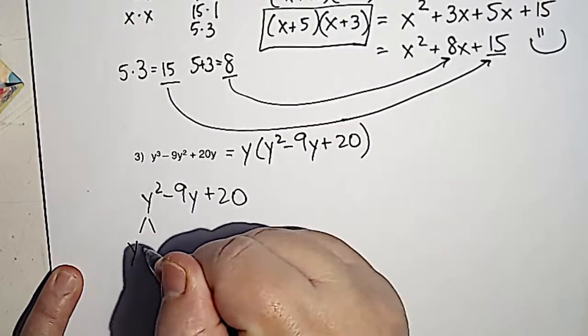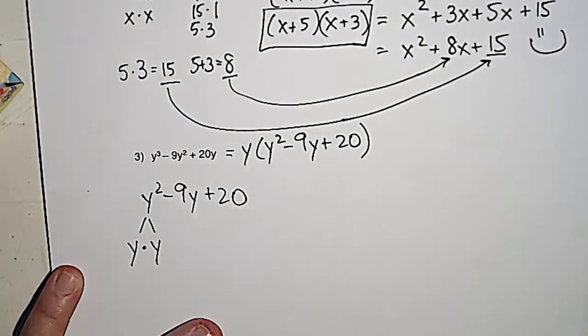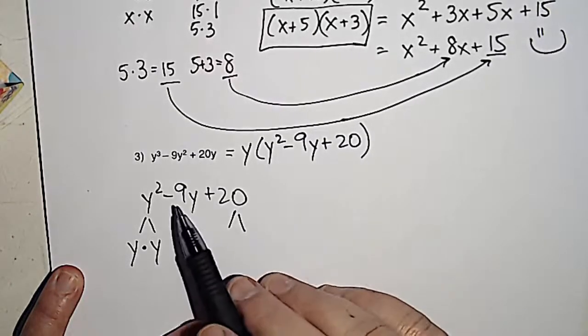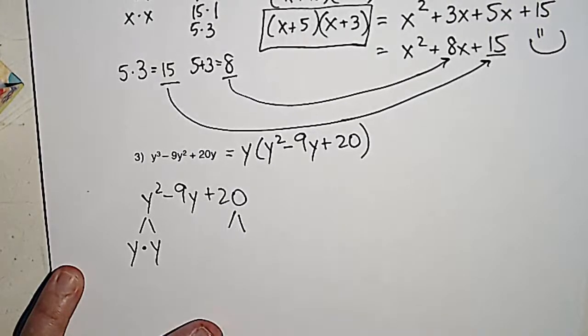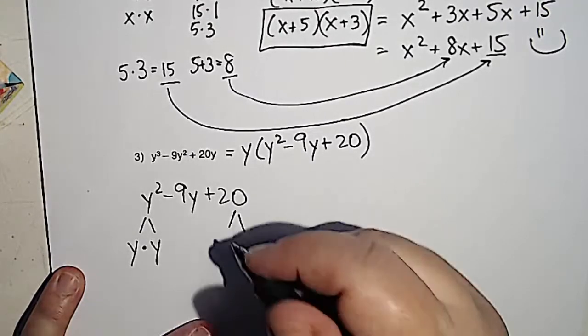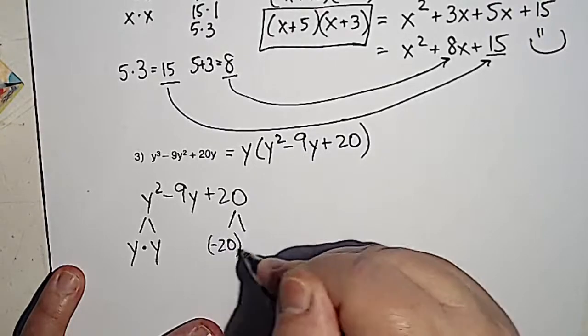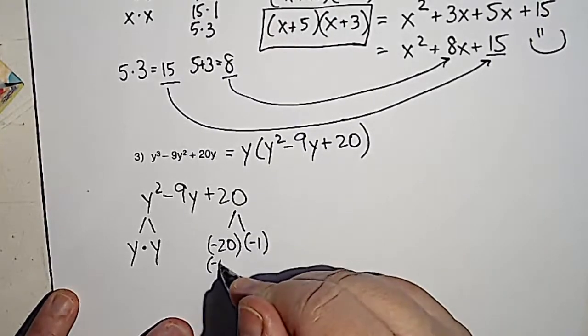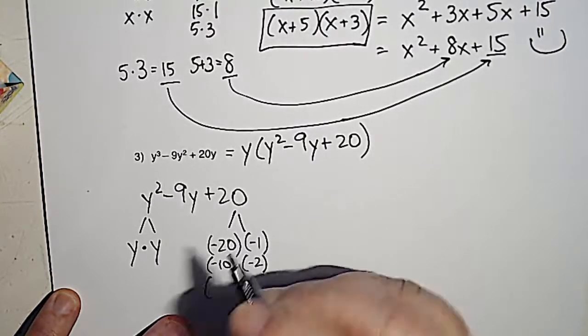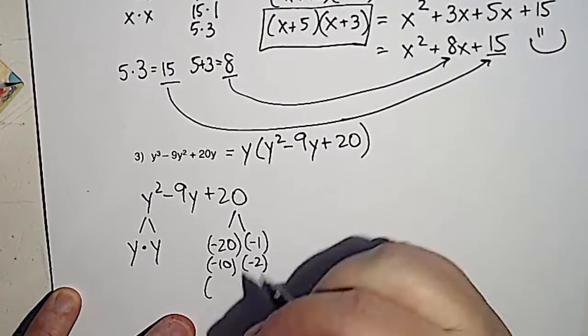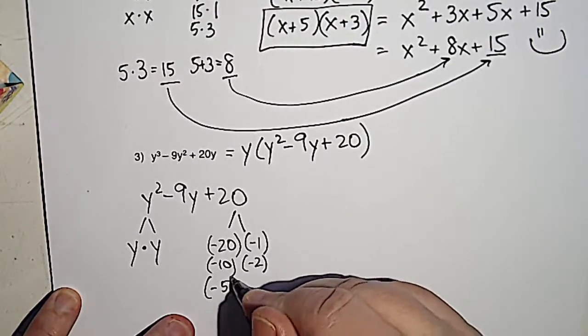Okay. Y squared is y times y. Now 20, you got to be really careful here. There are minuses. Since there are minuses, we need to use negative numbers. But this is a positive 20. So the only way to use negative numbers to get a positive 20 is to multiply 2 negative numbers together. So what does that mean? Negative 20 times negative 1. Negative 10 times negative 2. What else? Negative 5 times negative 4.